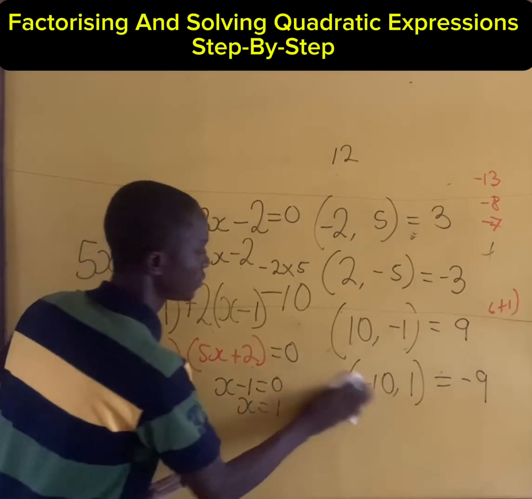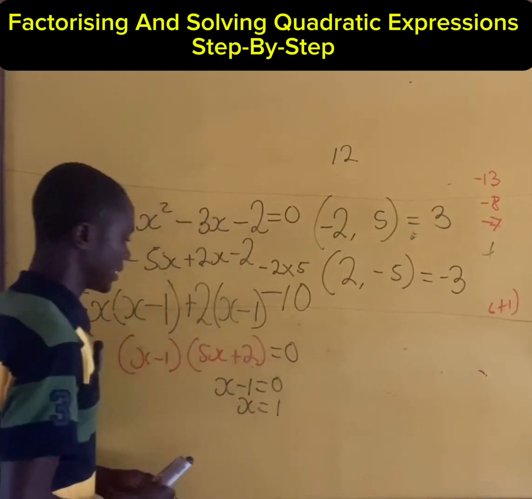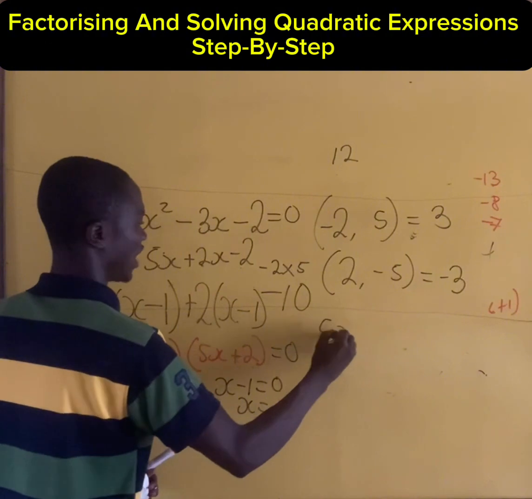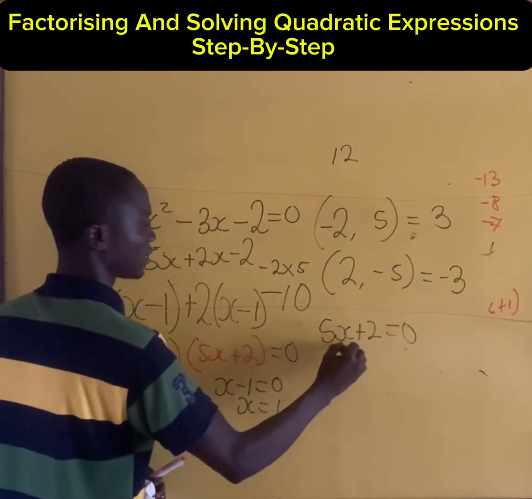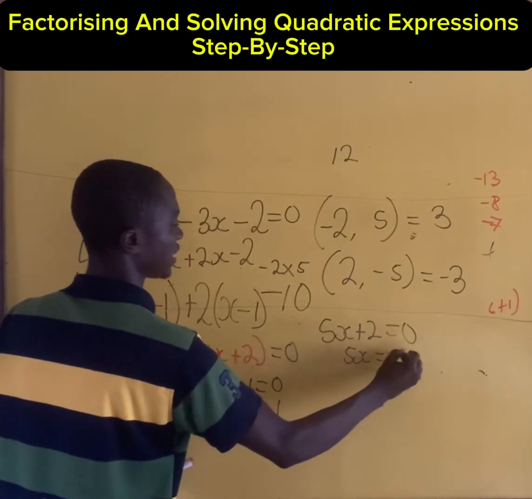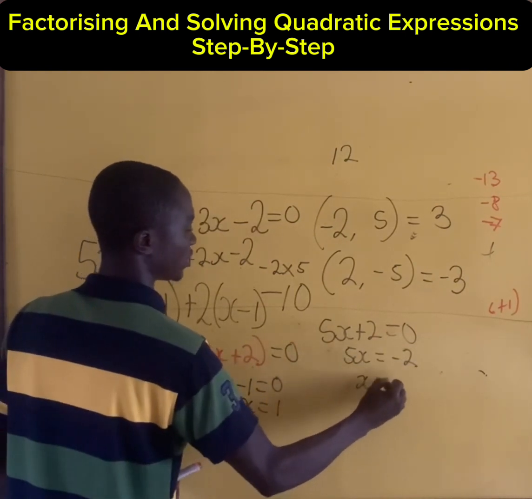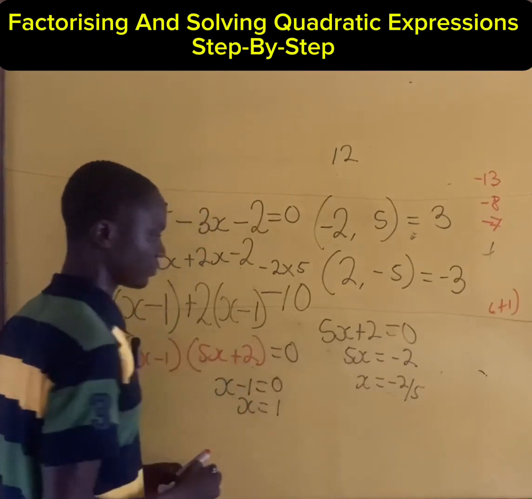Or it may be that 5x plus 2 is equal to 0. Then if this happens, I have 5x equals negative 2, so x equals negative 2 divided by 5.